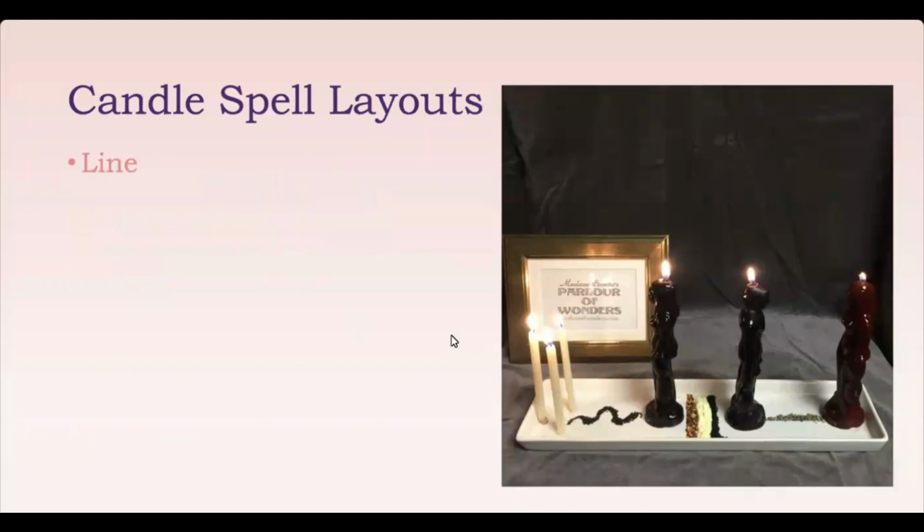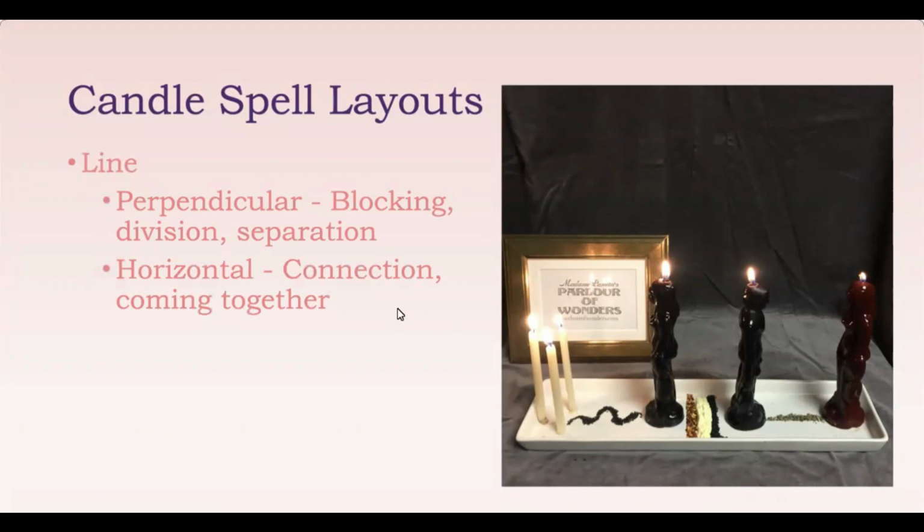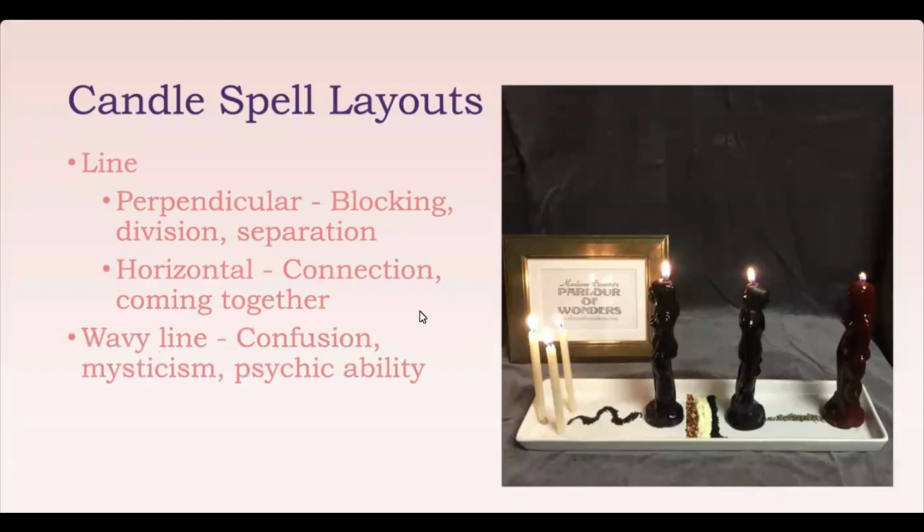So the first thing we can think about is bringing in line. A line that is perpendicular, like these lines here, can be blocking, dividing, or separating. So we're using these lines to separate these two figures, for example. Horizontal lines are connection or coming together or going on a journey of some kind. So these lines here are connecting these two candles, for example. Wavy lines like this one are about confusion or mystical journeys or psychic abilities.